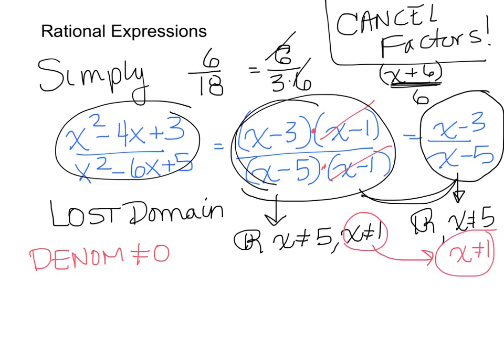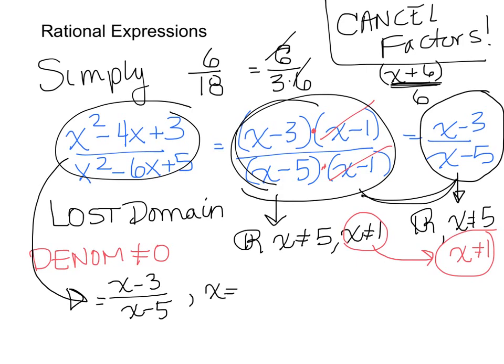So I would say, final answer, how could you say this? You don't need to put the domain that didn't get lost, doesn't need to be repeated. So I would say x minus 3 over x minus 5 is equal to the original as long as x does not equal 1. Make sure you're including the lost domain in your original answer. That's an equivalent expression. Correct, I have not listed the whole domain for it, but that's another question. I could do that and talk about the 5.